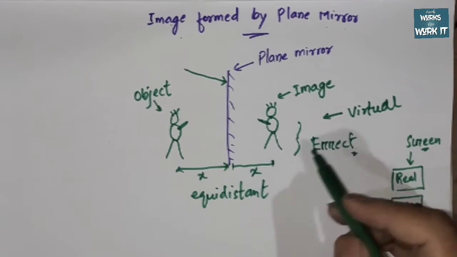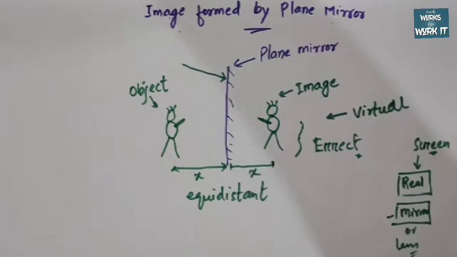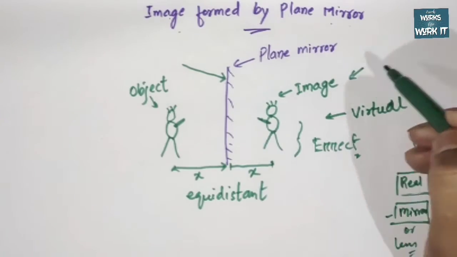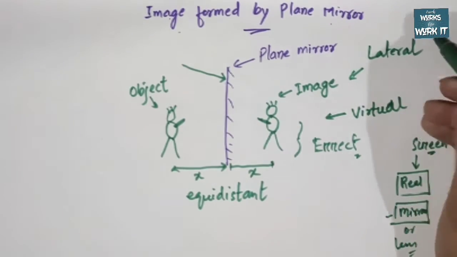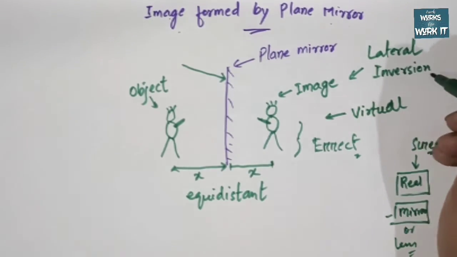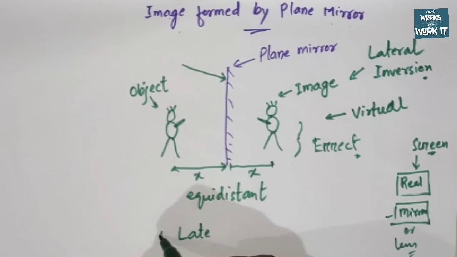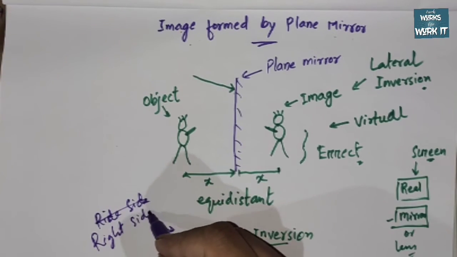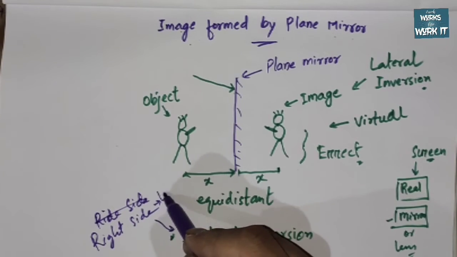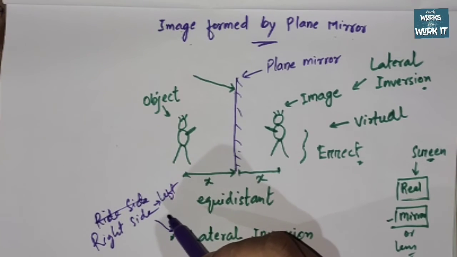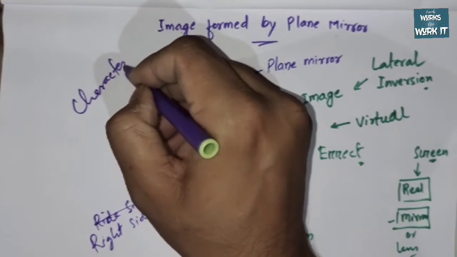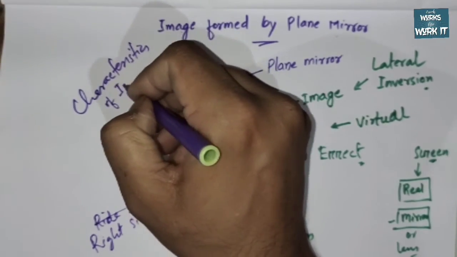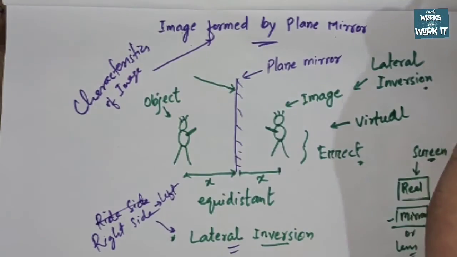Next one, they are erect. How the object is, the same will be the image. They will be straight. And next one, they are laterally inverted. So what is the meaning of lateral inversion? Lateral inversion means the opposite. That means your right hand side becomes your left hand side. Okay, so these are the characteristics of the image formed by a plane mirror.